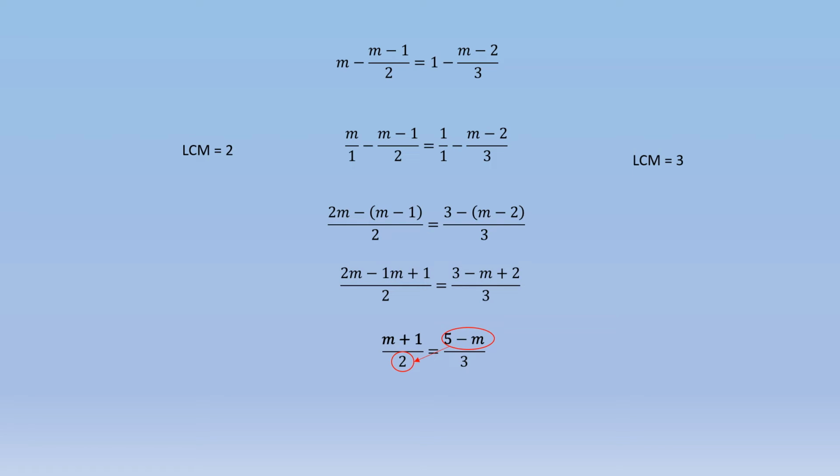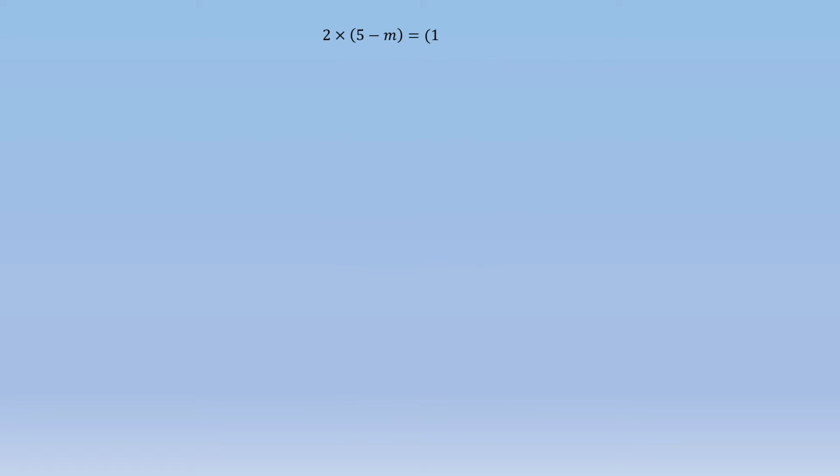After this, we need to cross multiply 2 into 5 minus m and 3 into m plus 1. So when we cross multiply, we get 2 into 5 minus m is equal to m plus 1 into 3. Now we have this, so we need to distribute 2 and 3 amongst the terms inside the bracket.